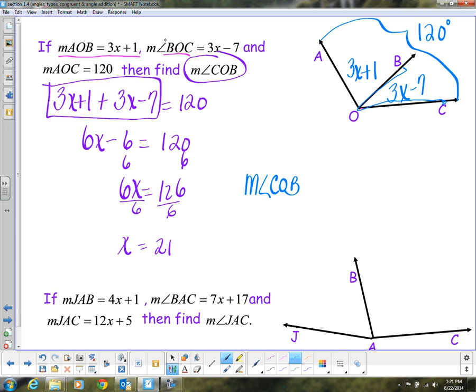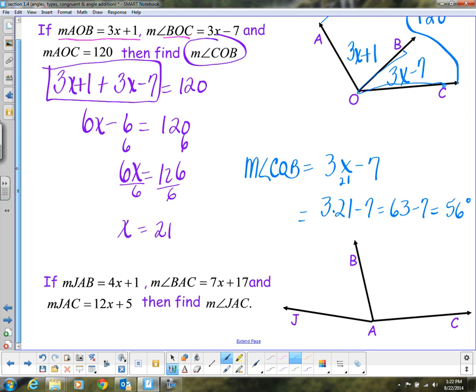the same thing as BOC. That is 3x minus 7. Now, we're going to put our 21 in for x, so we're going to get 3 times 21 minus 7, which is 63 minus 7, which is 56 degrees. So make sure you don't stop at 21. Part plus part equals whole.